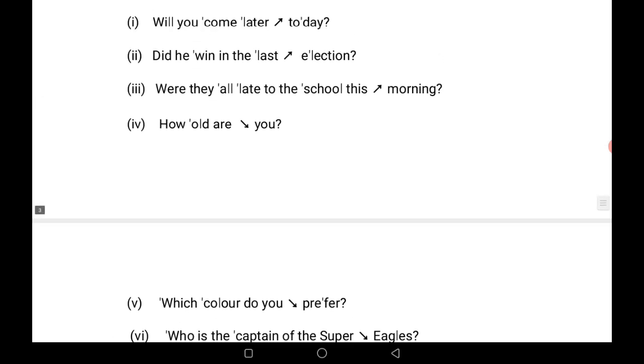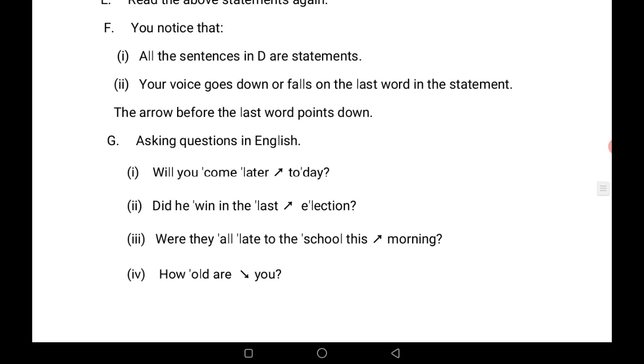So let's consider the first three examples here. Will you come late today? You can either say yes or no. Did you win in the last election? Yes or no. That's the answer. Were they all late to the school this morning? So you can either say yes or no. So all these three examples are called yes or no questions.